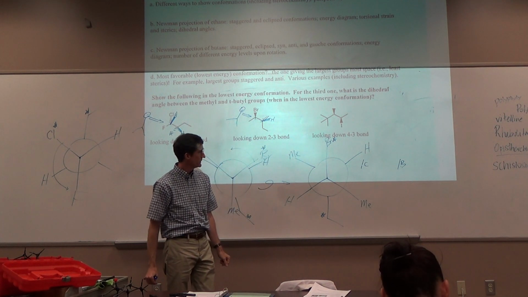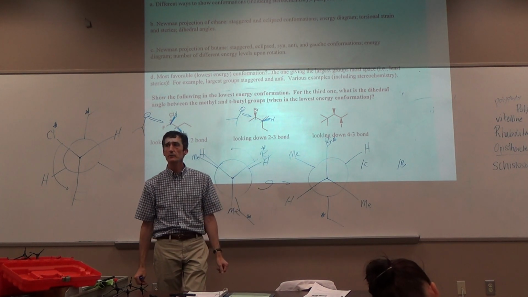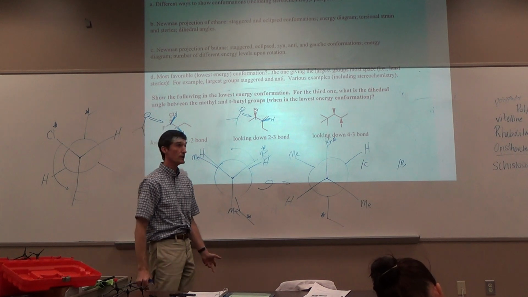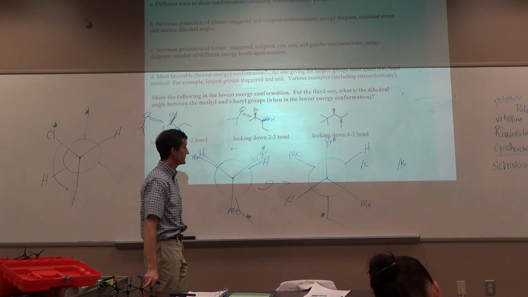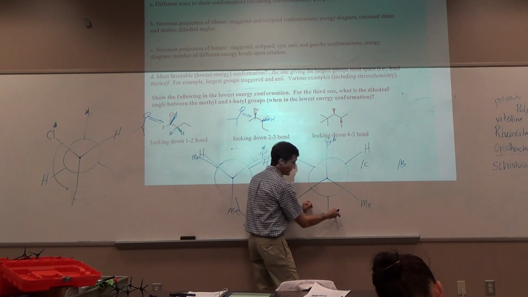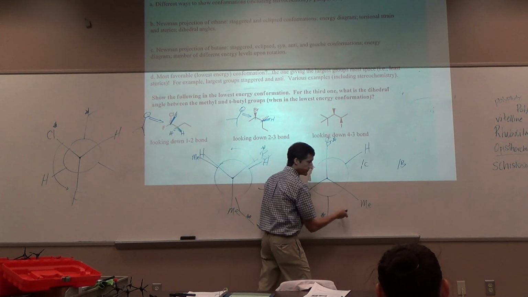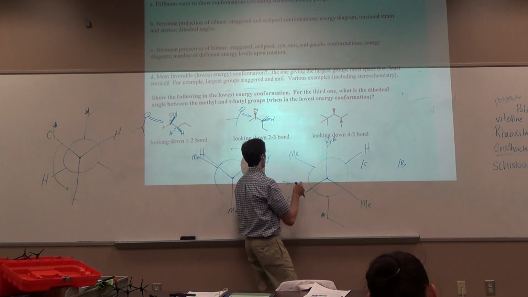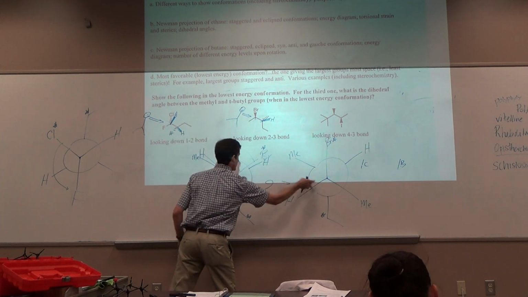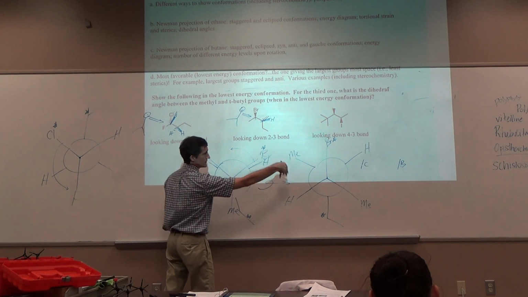Yes. Now some of these you might want to make an argument about because you could. I'm telling you the best is big groups anti. Now, we do have the methyl and the ethyl kind of gauche to each other, close by. And the bromine is close to the methyl. But is this better than this one? Yeah. Certainly, because it's staggered.